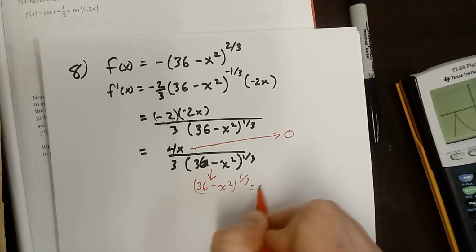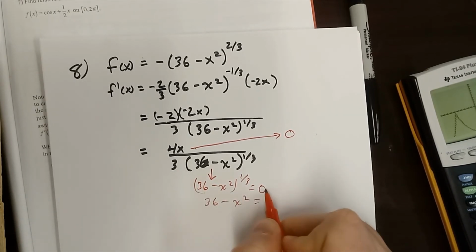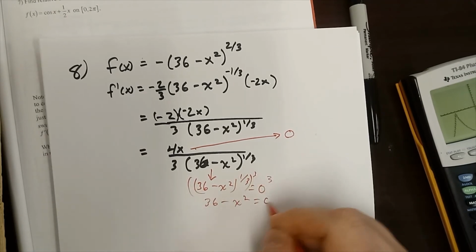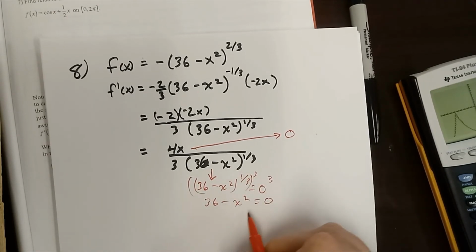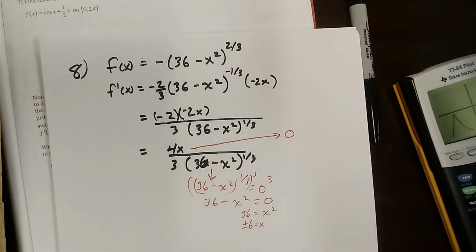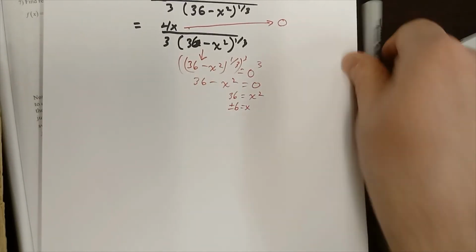We're setting this equal to 0, and we're trying to solve it. We'll cube both sides, right? Cube 0. It's going to be super hard to do. Still 0. Then you can add x squared to both sides. You get 36 is equal to x squared. Take the square root. You get x is equal to plus or minus 6. Cool. So we got 3 critical numbers, 3 critical points.